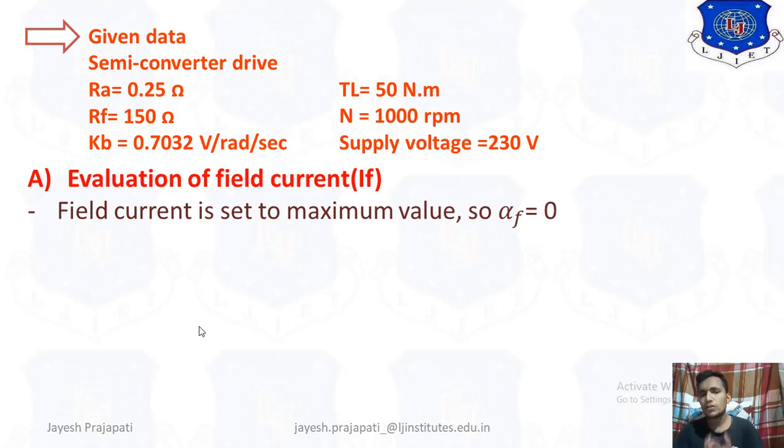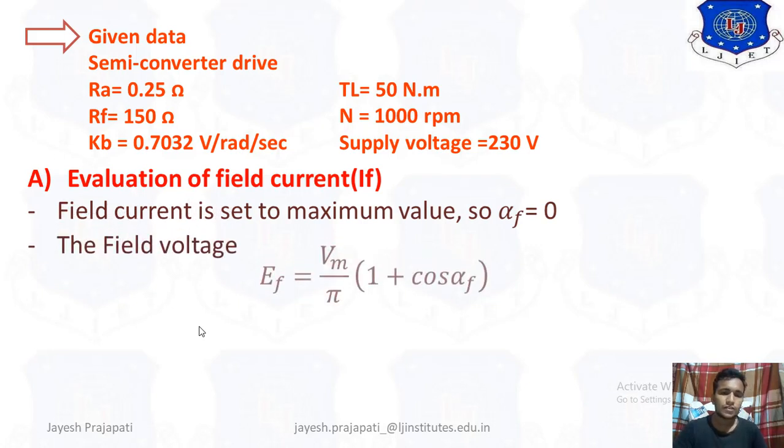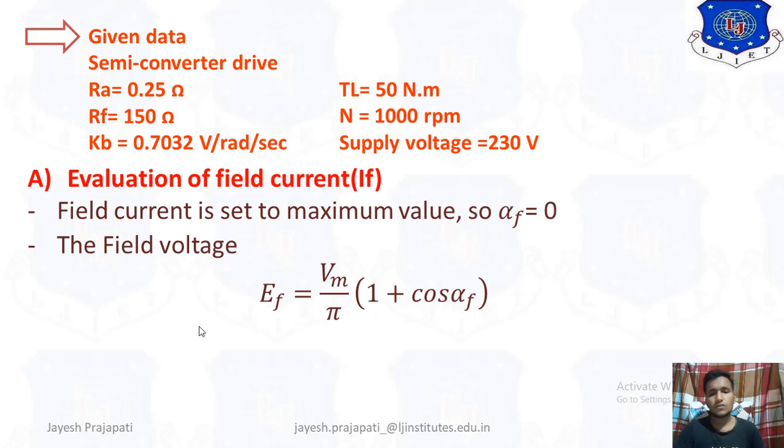Because the field is constant, we have to take the maximum value, so alpha f0. The field voltage is EF equal to Vm by pi times (1 plus cos alpha f). That is the equation for the semi converter rectifier. Okay, average field voltage equation: EF is equal to Vm by pi times (1 plus cos alpha f).